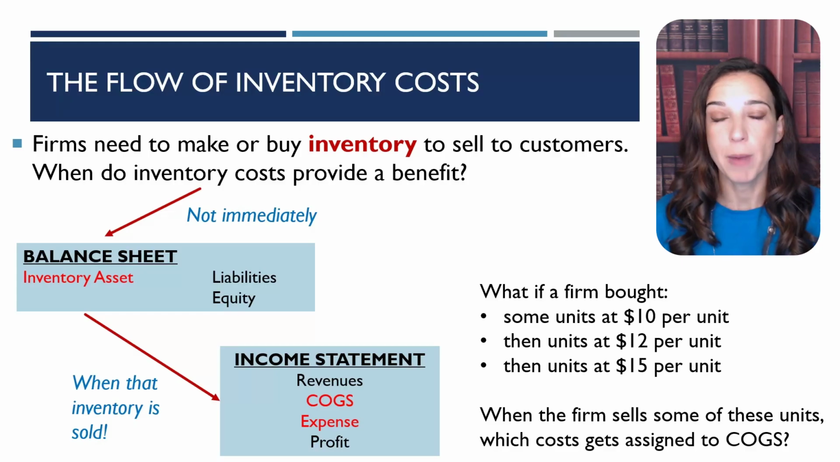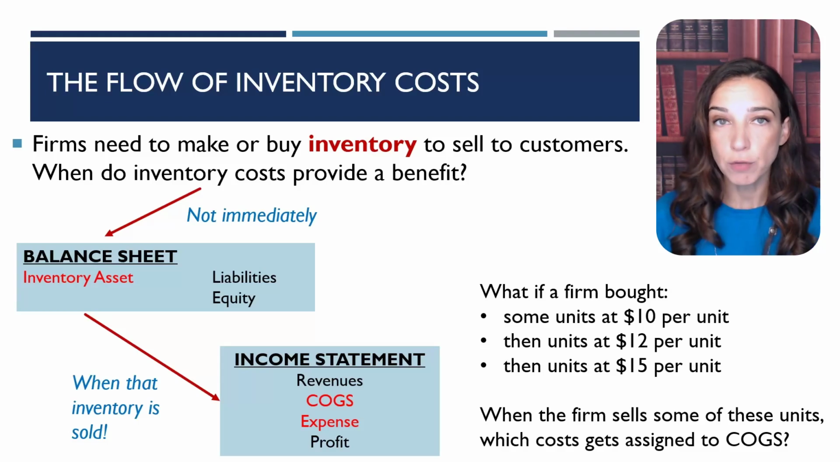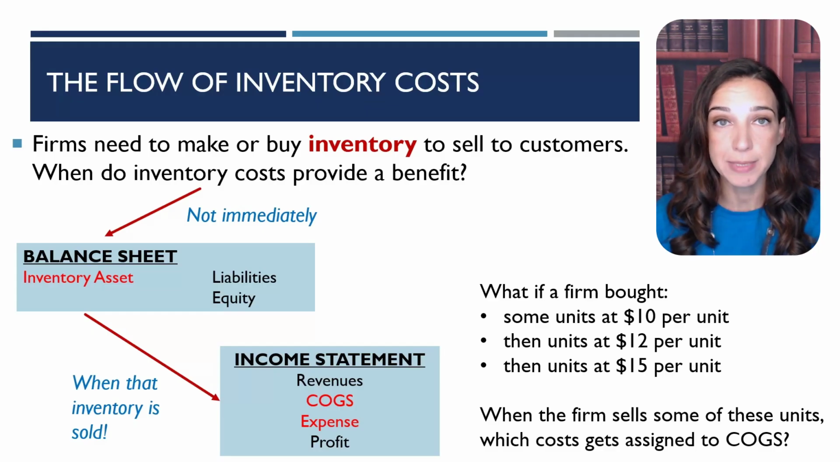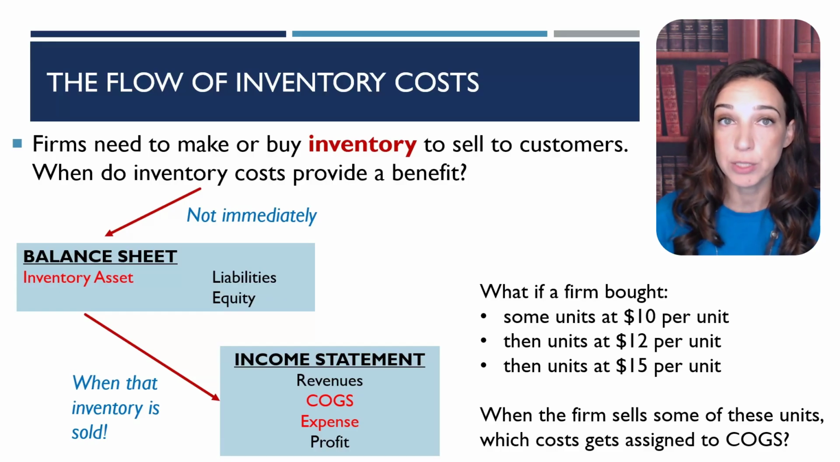And then the firm has a sale. And the question is, at the point of the sale, which of those costs do we transfer from being an asset on the balance sheet into being a cost of goods sold on the income statement? Is it going to be 10, 12, 15, or some combination? And this is what this video is going to deal with.